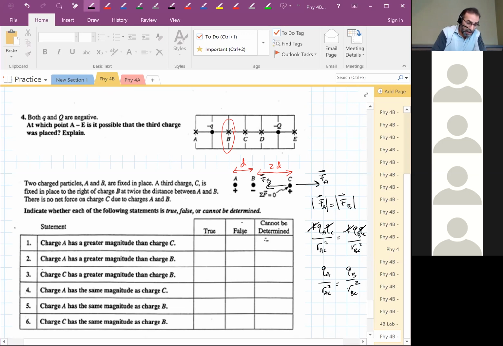So this first one here cannot be determined. C is irrelevant, it drops out of the equations. Now we know that the distance between A and C is bigger than the distance between B and C, so that means that the charge A has to have a greater magnitude than charge B. We good with that one?